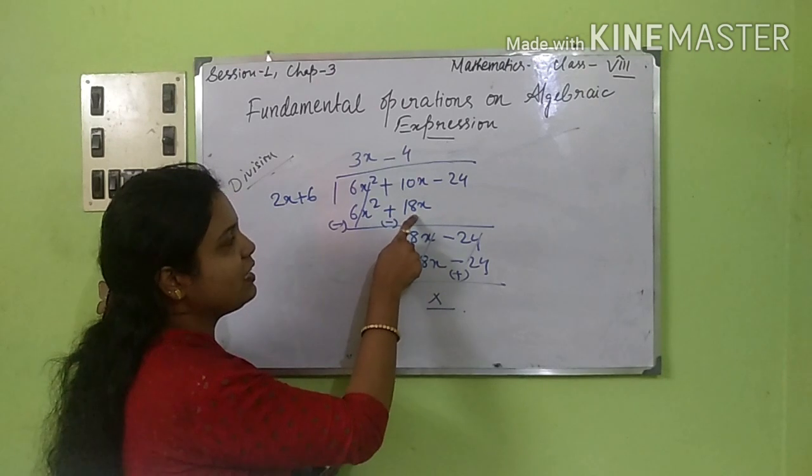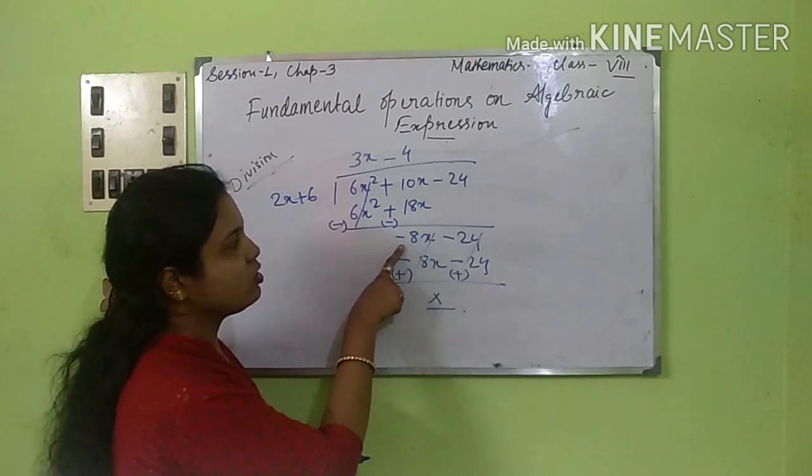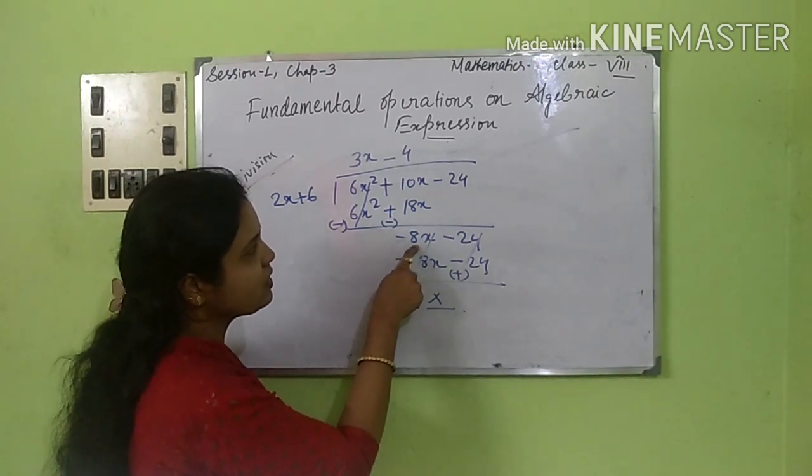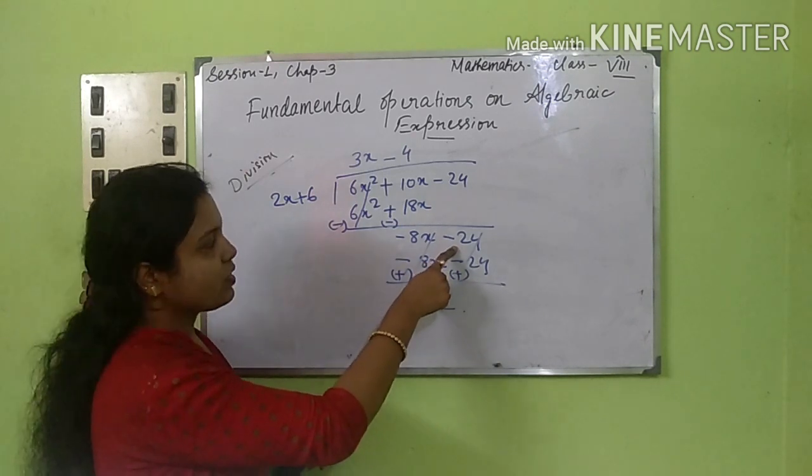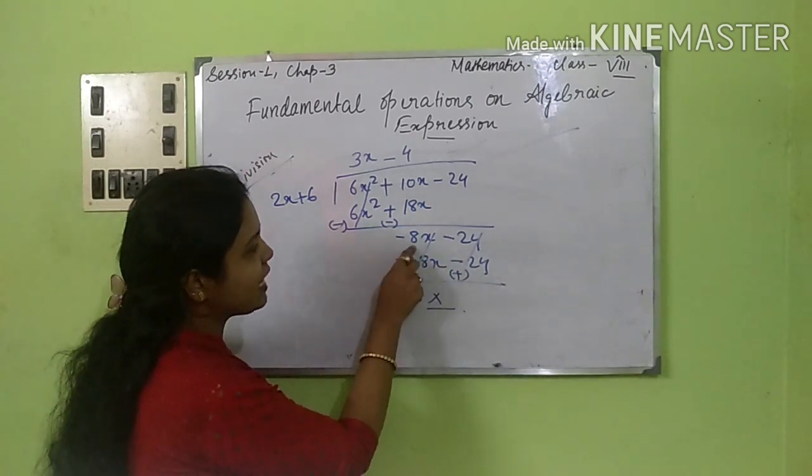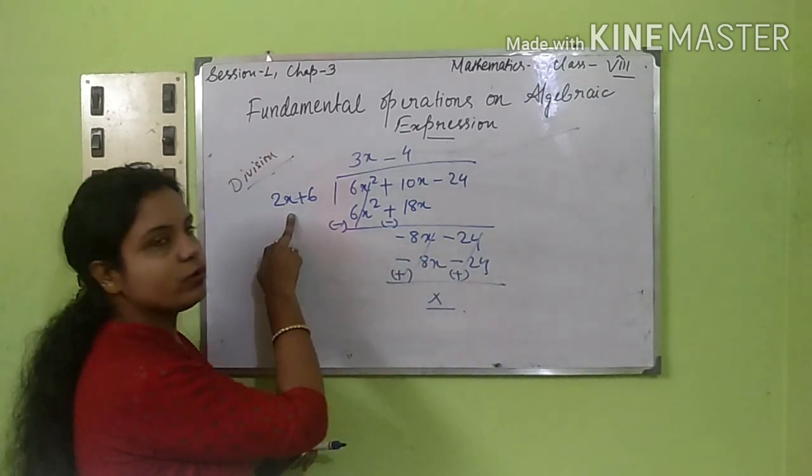Which one is bigger? 18. So the operation is minus and the sign is also minus. We are getting minus 8x, and minus 24 is coming down. Next, to get minus 8x, with what should 2x be multiplied?